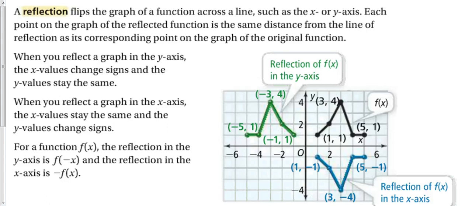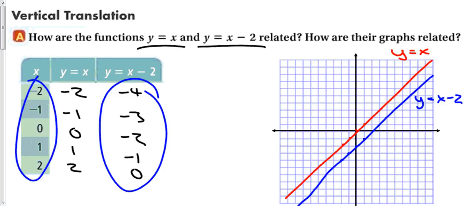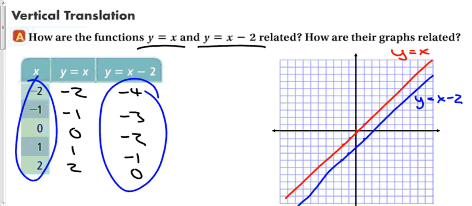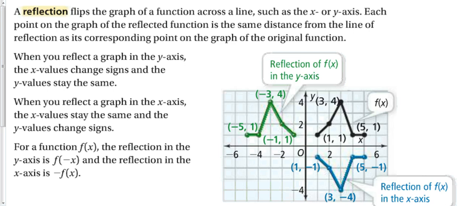Next, something called a reflection. My first transformation was these two translations, a vertical translation and a horizontal translation. Now we're going to get into a reflection. A reflection flips the graph of a function across a line like the x or the y-axis. It doesn't have to be those two. We can reflect a function across other lines, but those are the two simplest, and those are the ones we're going to do for now.